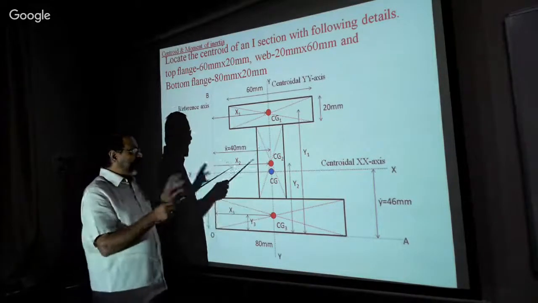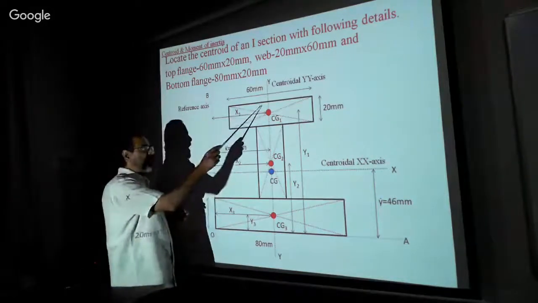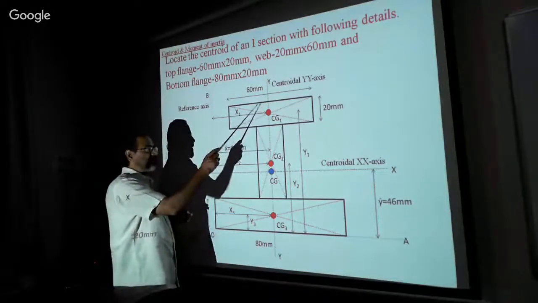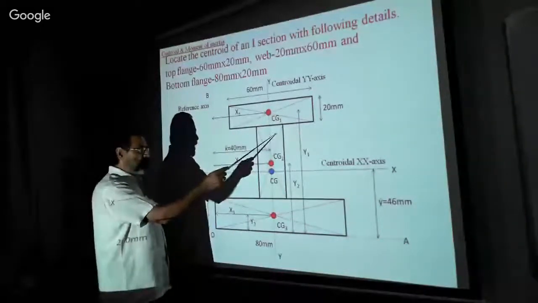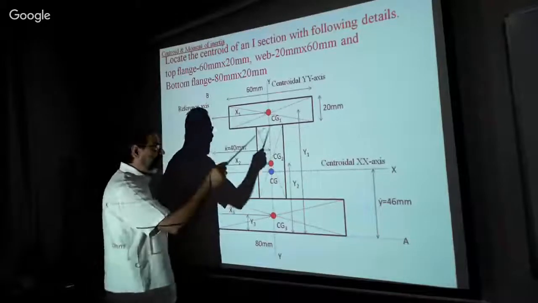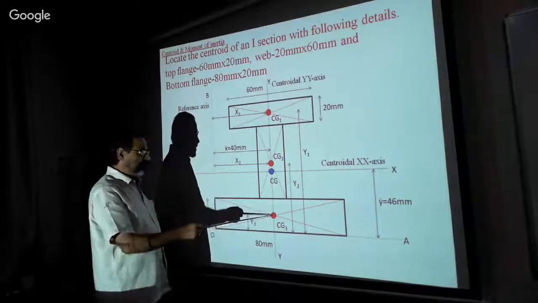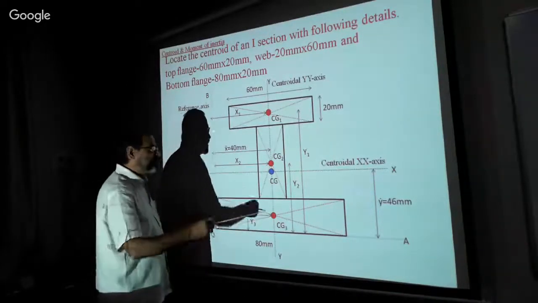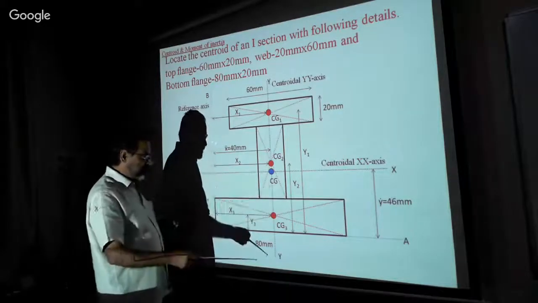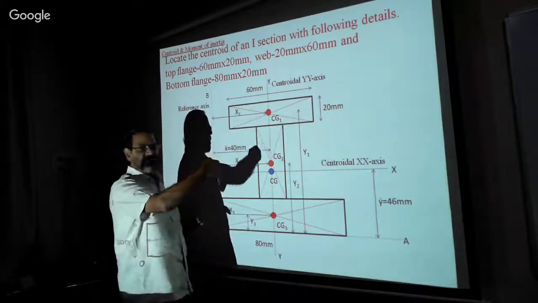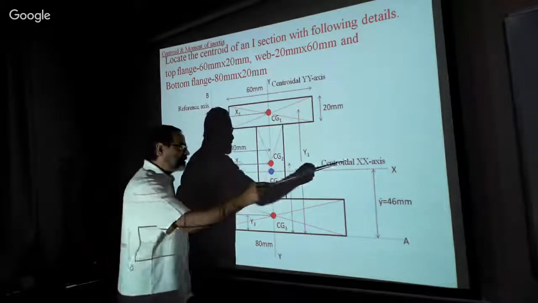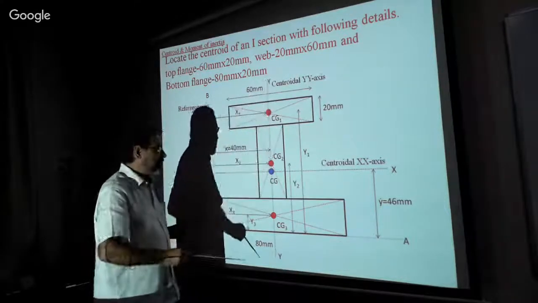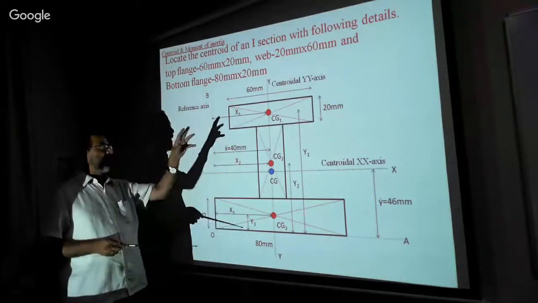Once again I will tell you. This figure has an x-axis and y-axis. Section 1 has an x-axis and y-axis. Section 2 has an x-axis and y-axis. Section 3 has an x-axis and y-axis. And the I section has the x-axis and the y-axis. And all these things are located at a distance.